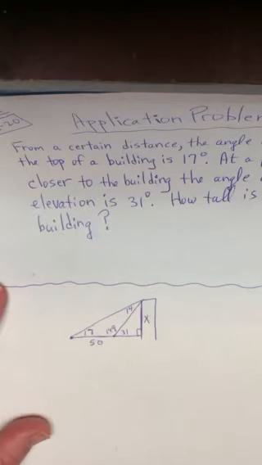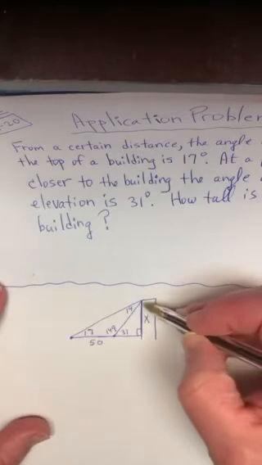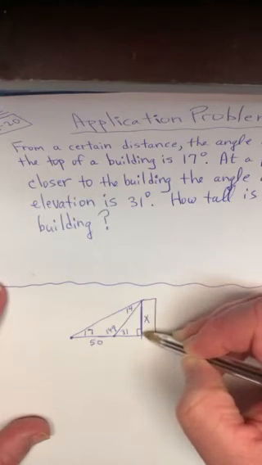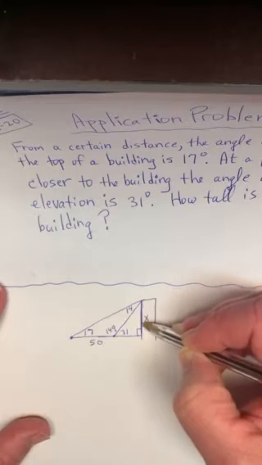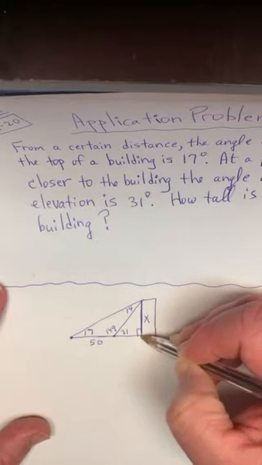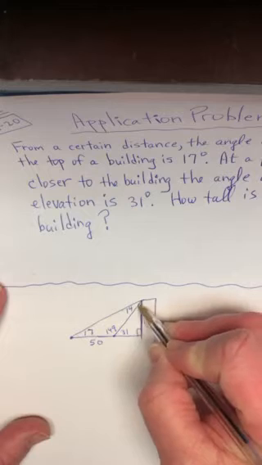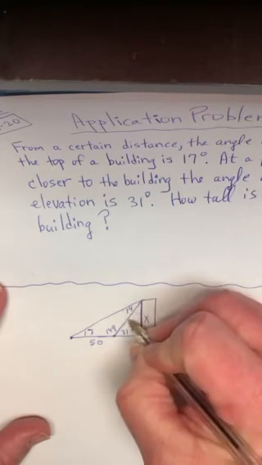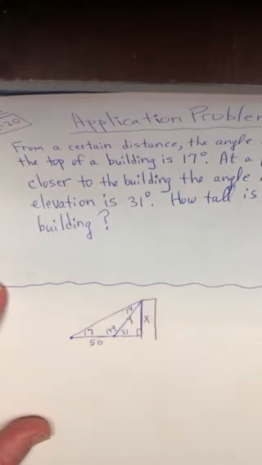Oh my goodness. Well, let's think about this now. Again, they wanted me to figure out the height of this building. So I've got this side, which is X. This side, I don't know the size of it, do I? So I'm going to call that Y.